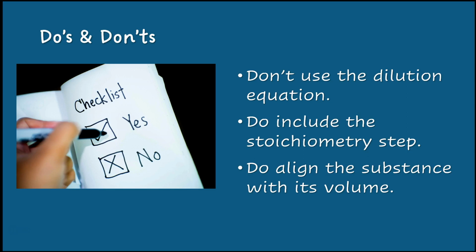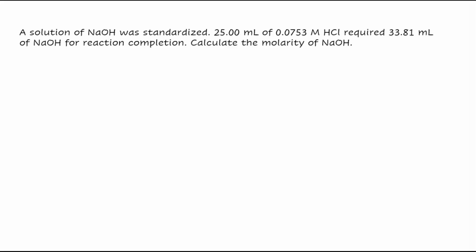The next thing is, we do want to make sure we include the stoichiometry step even if the mole-to-mole ratio is 1:1. This is to ensure that the units cancel correctly. And finally, we do want to be careful to align the substance with its volume. What I mean by this is when you're calculating the moles or molarity of the titrant, use the titrant volume as needed in that calculation. If you're calculating the moles or molarity of the analyte, use the analyte volume. This brings us to our first example.